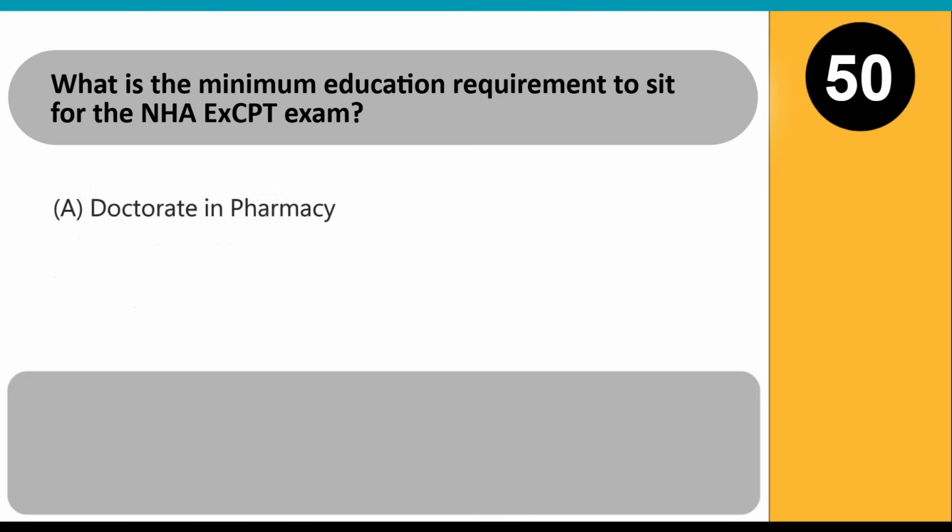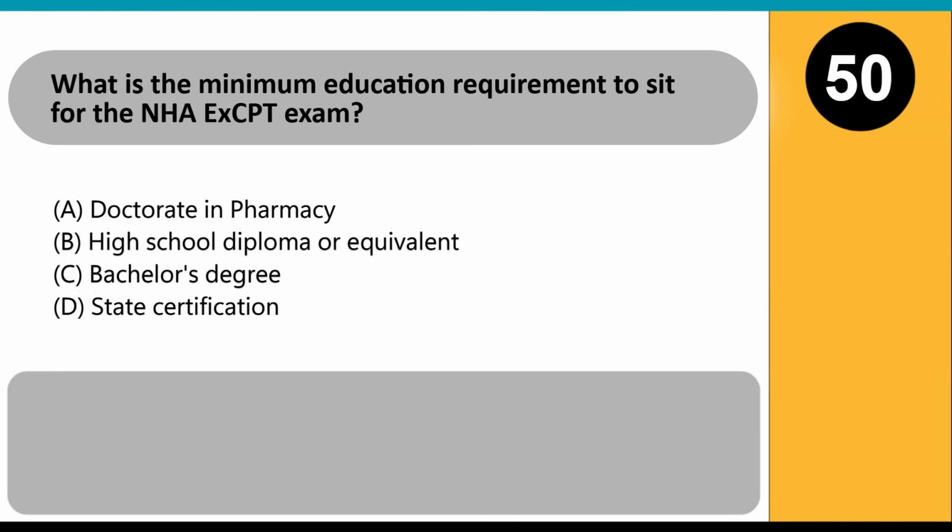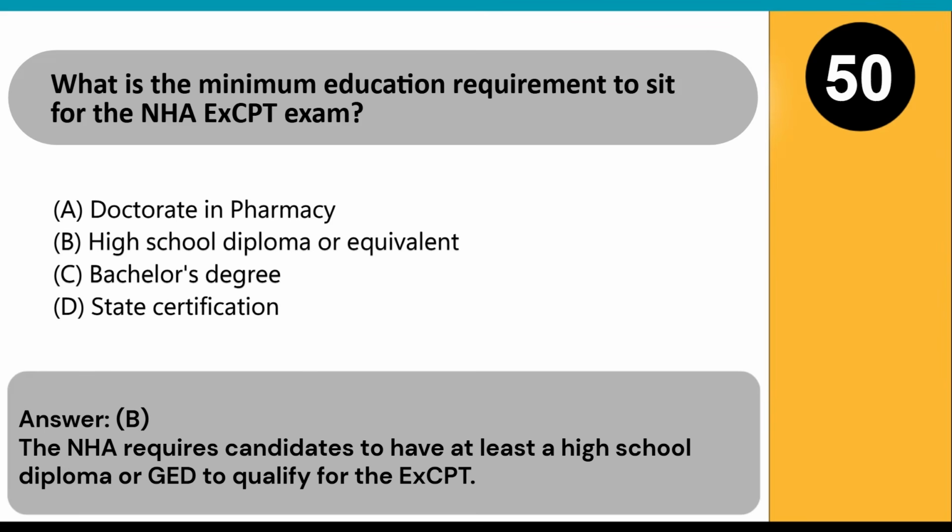What is the minimum education requirement to sit for the NHA ExCPT exam? A. Doctorate in Pharmacy. B. High school diploma or equivalent. C. Bachelor's degree. D. State certification. Answer B. The NHA requires candidates to have at least a high school diploma or GED to qualify for the ExCPT.